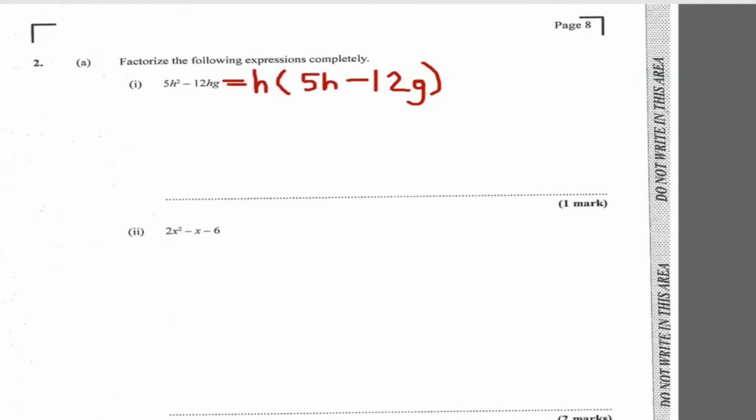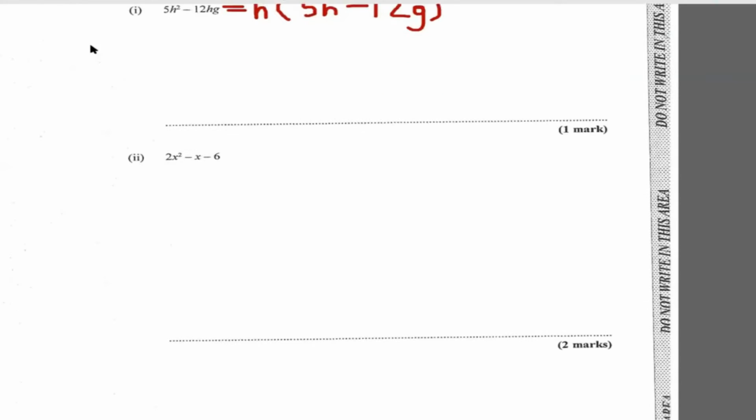Now let's look at part 2. Part 2 is asking us to look at this right here, 2x squared minus x minus 6. So we're given a quadratic expression to factorize. Whenever you are asked to factorize a quadratic expression, what you're required to do is split the middle term.